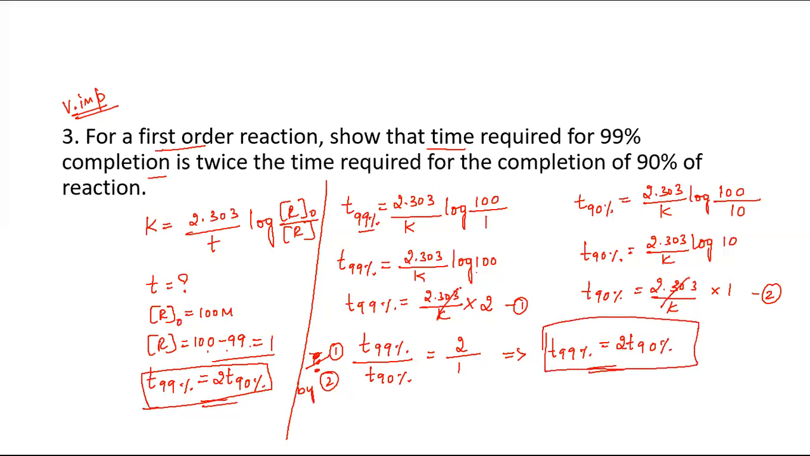So this is how we can compare, and we can prove that the time taken for the completion of 99% of the reaction is twice the time required for the completion of 90% of the reaction. Okay, understood? Very simple but very important. This kind of comparison will be a compulsory question, and it has been repeatedly asked in many old question papers. Okay, any doubts in this? You understood about log 100 and log 10, it is not 0. Okay, it is not 0, it is 1. Right. So shall we move to the next problem?